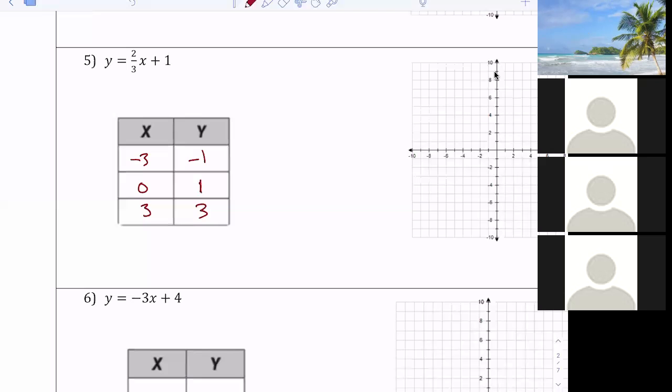Come on, go to y equals. That's how you type in the equation. Now we're doing number 4. Type it in.